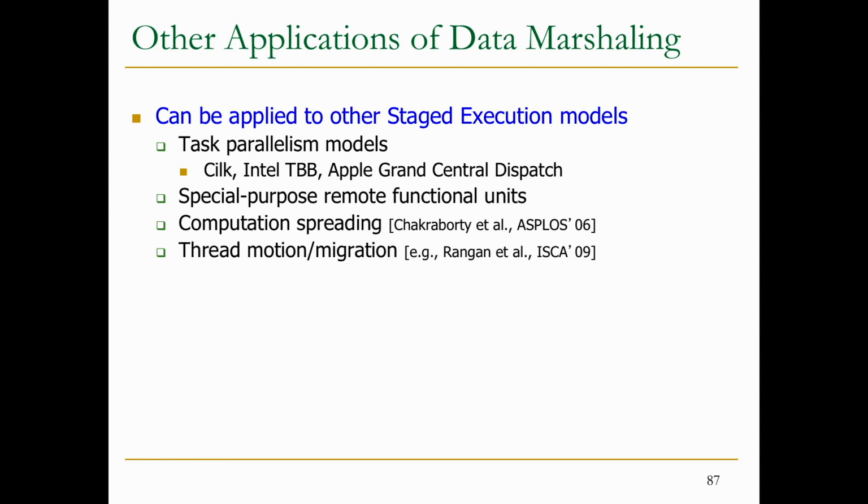Special purpose remote function units, as these increase, this can be applied. There are also some academic proposals that migrate threads to maximize energy efficiency, for example. Those are also actually stage execution models. For example, this computation spreading is an interesting idea. What it does is it divides the code into system code versus user code, and system code executes on cores that are specialized for system software, essentially. And that's another way of really improving performance and efficiency. And this is really stage execution. Whenever you do a system call, you go to some other core, right?